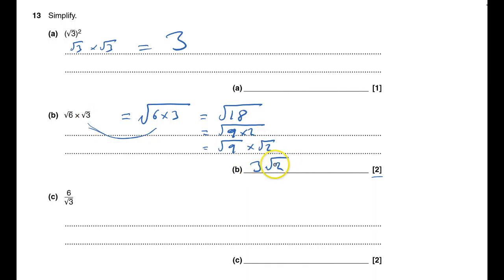So that's the question done. This one here is a matter of rationalising the denominator, because we don't like dividing by an irrational number. So I'm going to have to times top and bottom by root 3. And that will give me 6 root 3 over square root of 3 times the square root of 3. We know from part A that is 3. And I've got 6 lots of root 3 divided by 3, that'll end up just being 2 lots of root 3. And that's question 13 done.